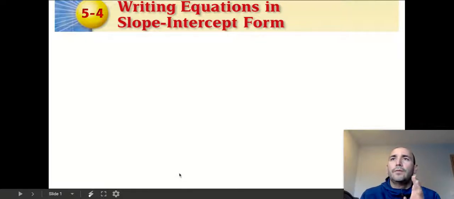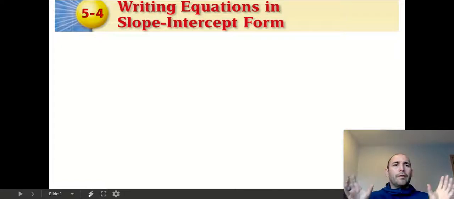All right, so chapter 5, lesson 4, we're going to be talking about writing equations in slope-intercept form. So we've written equations where they give you the slope and the y-intercept. And in this one, we're going to be writing equations still in that same form, but we're going to be provided different information. Sometimes it might not be as easy as just being given the slope and the y-intercept. Sometimes you might have to put in a little bit of work.